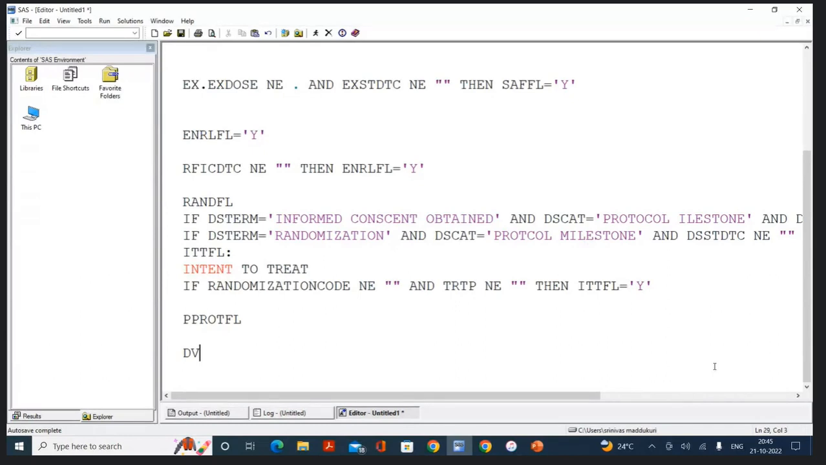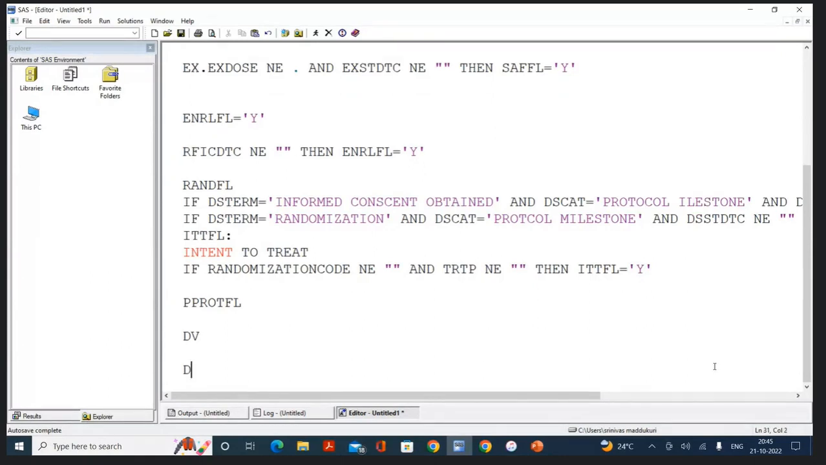Now, how to write the logic? How do we understand whether a subject has completed the study according to the protocol or not? Now, think logically. If a subject has an observation in the DM domain, and the subject doesn't have an observation in the DV, then what does it mean? Subject has successfully completed the study. He did so without any deviations.